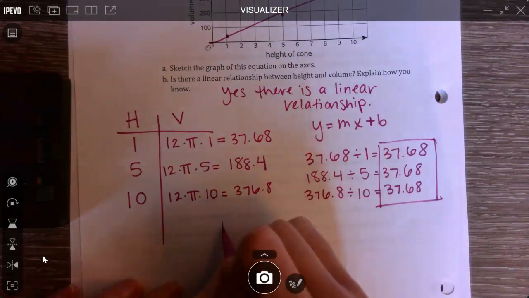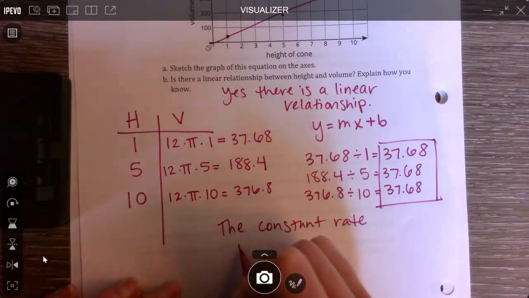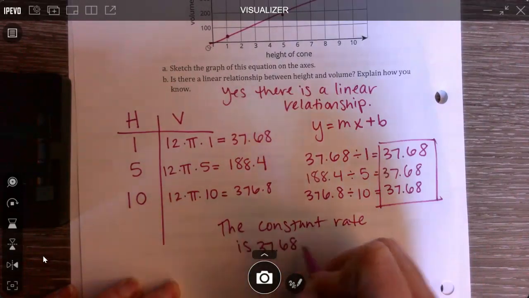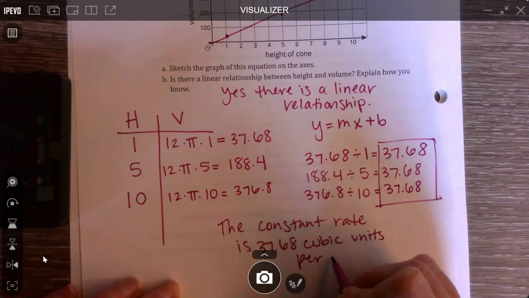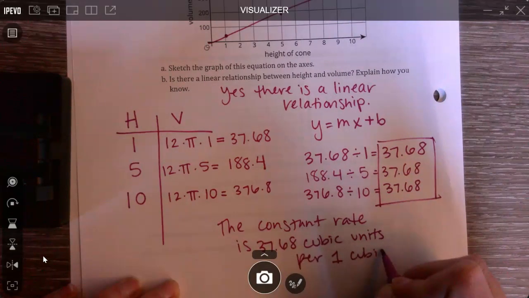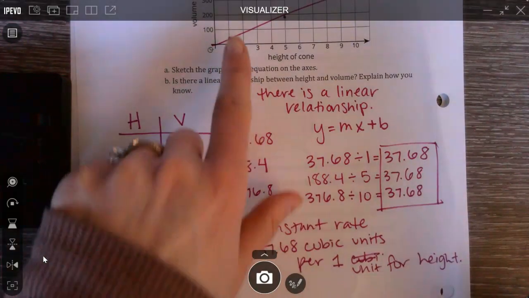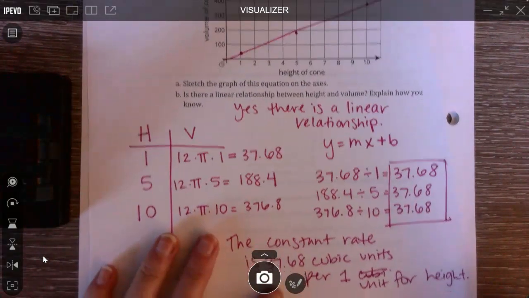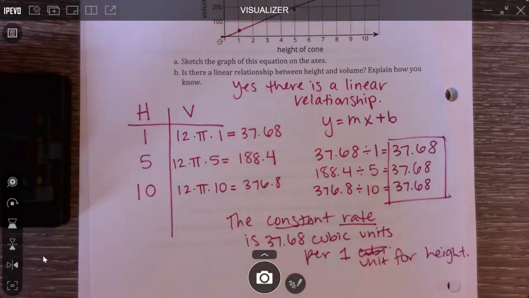So I would say the constant rate is 37.68 cubic units per 1 unit for height. So every time your height increases by 1, you go up by 37.68. Okay? I need to know the constant rate. You've got to talk about it to make it a line.